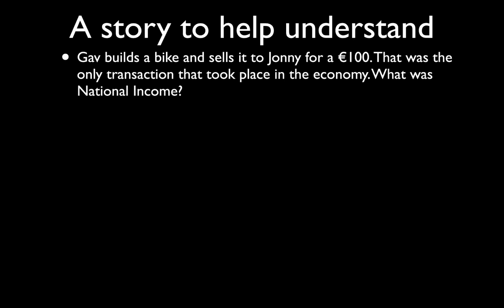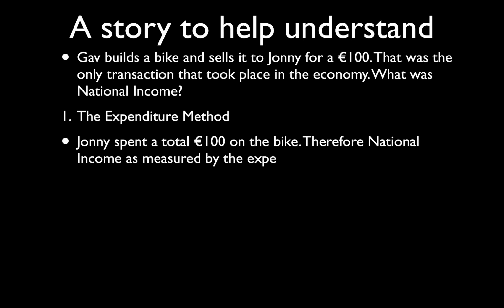Now, a quick story to help understand, because I actually found this rather difficult just to get my head around. So my mate Gav builds a bike and he sells it to me for €100. That was the only transaction that took place in the economy. What was national income? Well, the expenditure method. How much did I pay for that bike? Well, I spent €100 on that bike. So if I added up all total expenditure in the economy, it'd be €100.